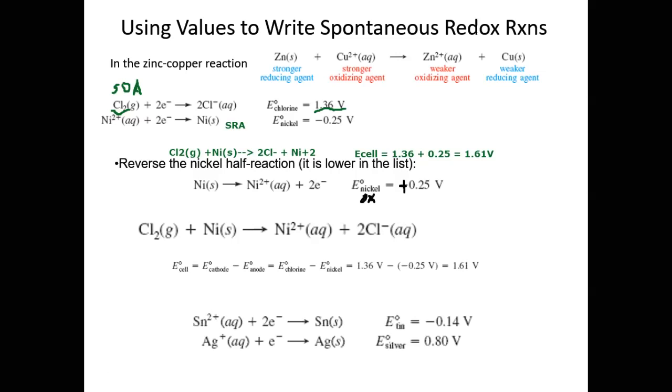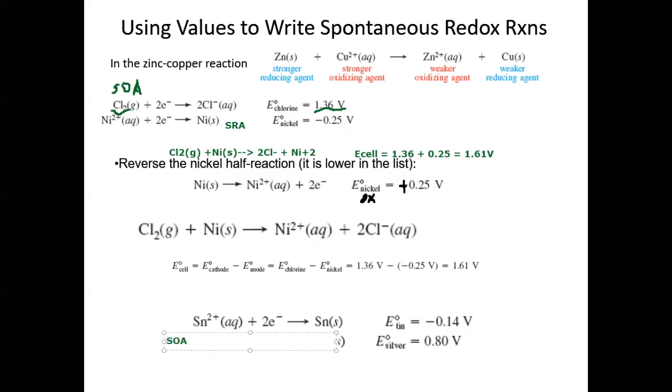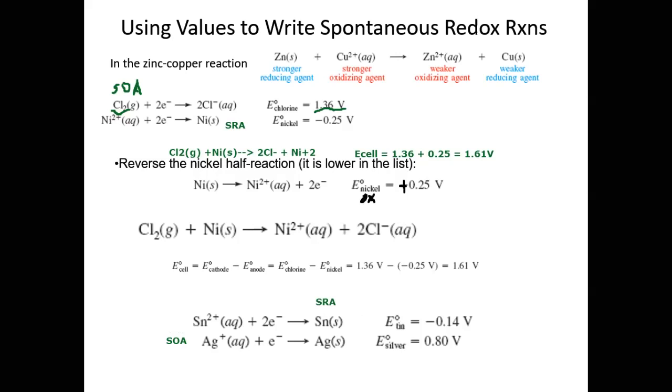So now if we have a tin half reaction, tin 2 plus half reaction, and silver plus half reaction, we want to write a spontaneous reaction for this. Well, we look here, which one has the more positive reduction potential? It's going to be this one, so that means silver plus is the stronger oxidizing agent, SOA, because it has the more positive cell potential. Tin is going to be the strongest reducing agent because tin 2 plus has the more negative reduction potential. So the reaction will be Ag plus Sn yields Sn 2 plus plus Ag solid.